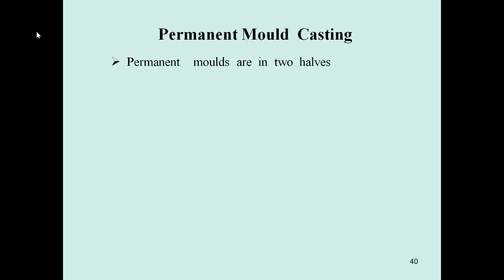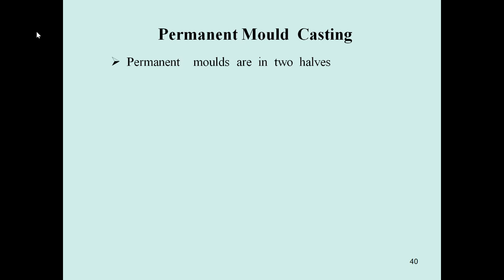So next one is permanent mold casting or gravity die casting. Permanent mold casting refers to the process in which molten metal is transferred into the die cavity by gravity. The molten metal is transferred into the die cavity by gravity only. Therefore it is also known as gravity die casting.